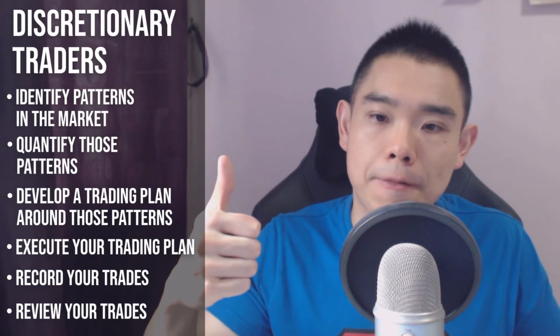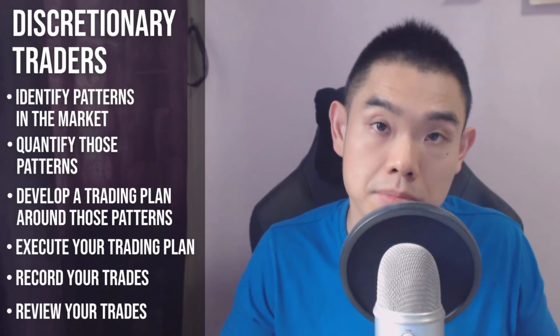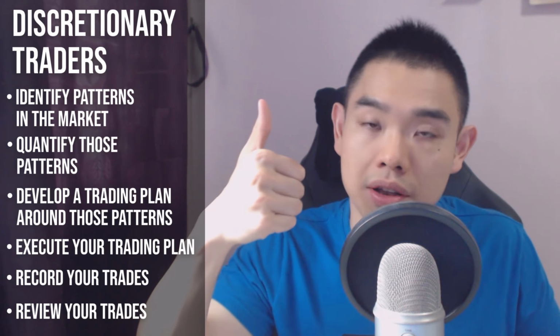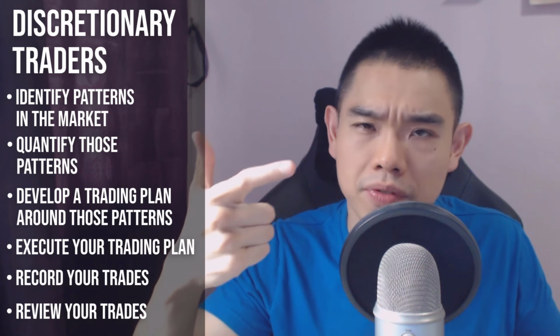So the first thing as a discretionary trader is to remember this concept I just shared with you. I call it the DER method. Number 1, develop your trading plan around the pattern that you have identified. Number 2, execute your trades consistently, a minimum of 100 trades.